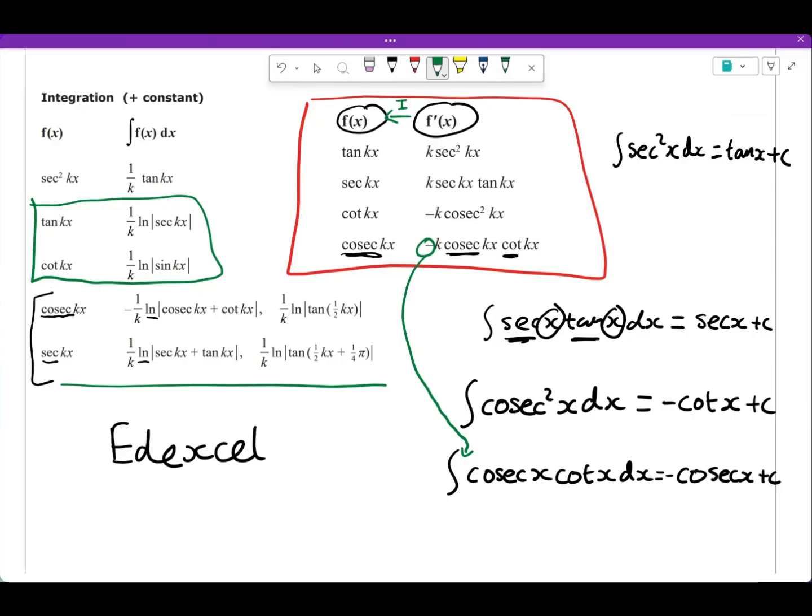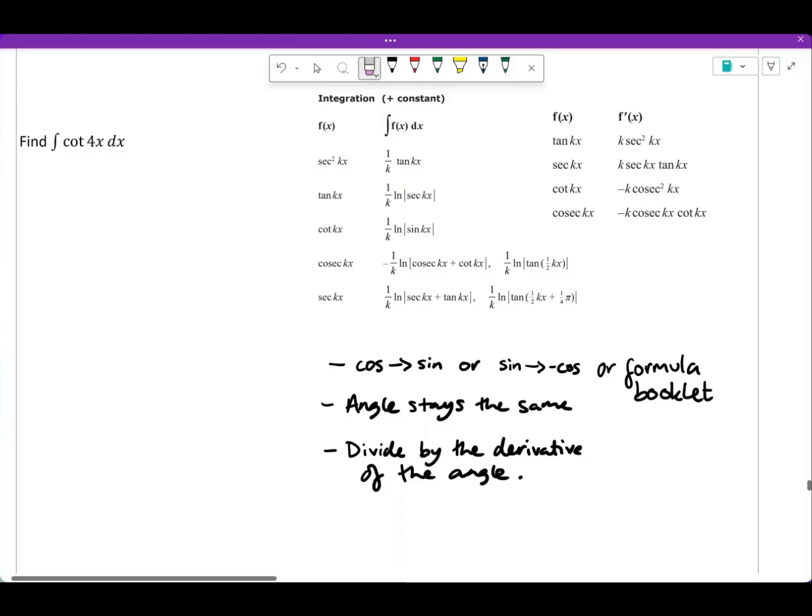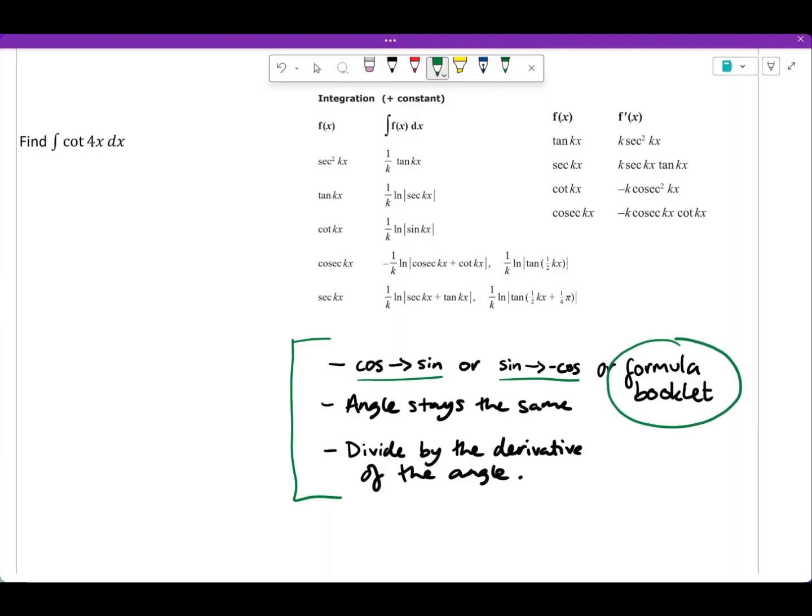Now let's have a go at actually using this to carry out some integrals. So we've got our integral here, which is cot 4x, and I've got the formula booklet, and I've also got my steps for doing the reverse chain rule with trig functions. Now I have made one addition. Previously we've been focusing on cos to sine and sine to negative cos, but I've also got the formula booklet written here as we might need to revert to that, and actually in these questions we're mainly going to be using the formula booklet. So let's do our check as to whether we can use the reverse chain rule.